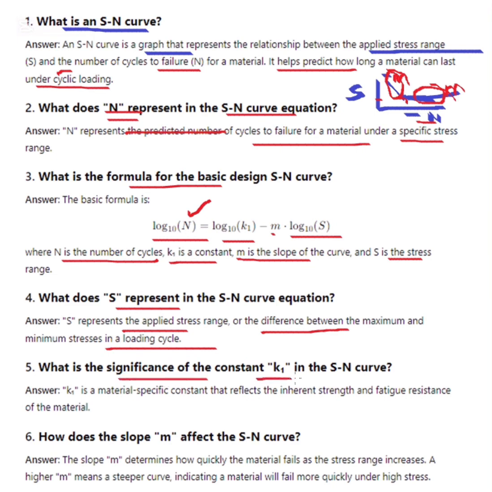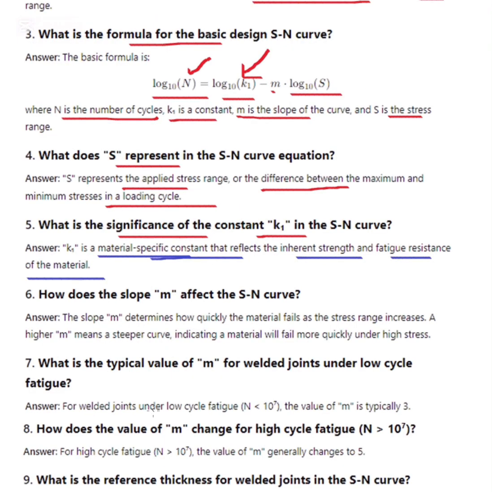What is the significance of the constant K1? K1 is a material specific constant that reflects the inherent strength and fatigue resistance of a material. So that is a material specific constant and reflects the inherent strength and fatigue resistance.